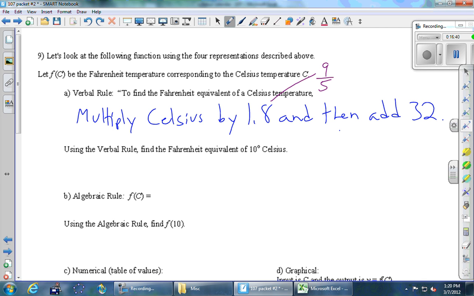Now subtract 32, which is what Michael had said is part of the formula going the other direction. Yeah. Okay, so that's the verbal rule. It's just written out in English with very few mathematical symbols, just a couple of numbers. Let's do this first part here. It says find the Fahrenheit equivalent of 10 degrees Celsius. Can you guys use that English formula and figure out, if you have 10 degrees Celsius, what is your temperature in Fahrenheit?